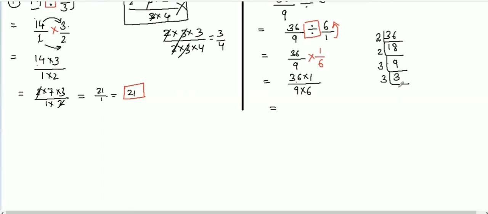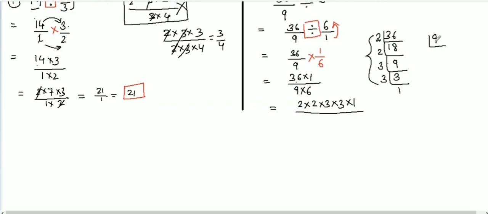Now 3 by 1. So whatever numbers you got here, instead of 36, write down all the numbers and give multiplication signs: 2 multiplied by 2 multiplied by 3 multiplied by 3. This is your 36. And then multiplied by 1 and divided by 9. So this is the big number. Write down all the factors of 9. So find out the factors of 9.